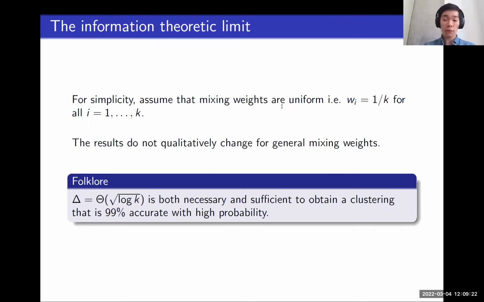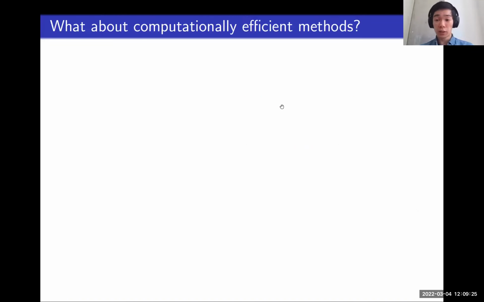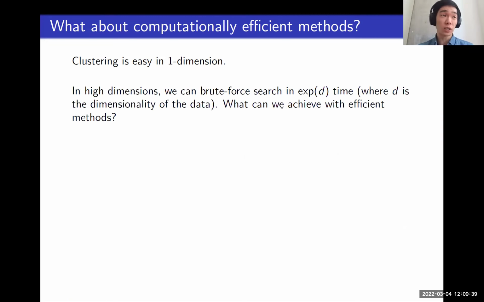Okay, however, when we ask for computationally efficient algorithms, the landscape becomes a lot more complicated. First, one-dimensional clustering is very easy because all you do is look for a bunch of disjoint intervals, and those are your clusters. However, in higher dimensions, it's not so clear what to do, because brute force searching for the centers requires exponential in d time. So what can we do with efficient methods?